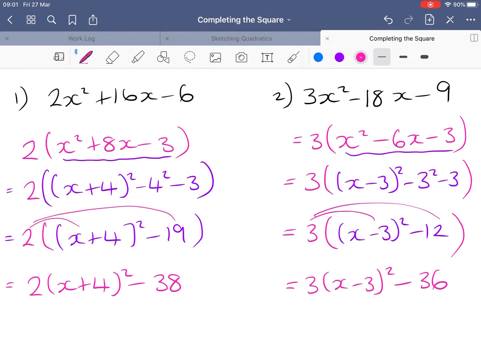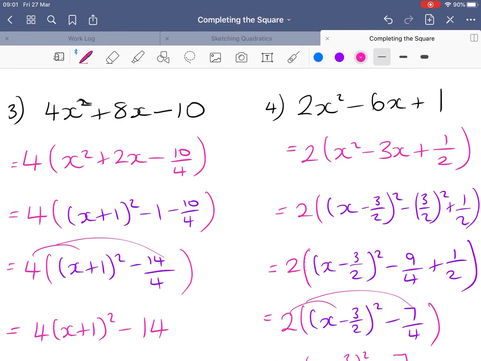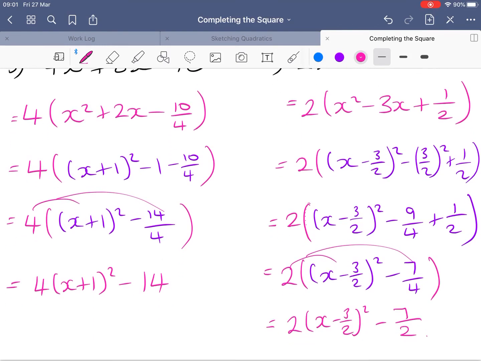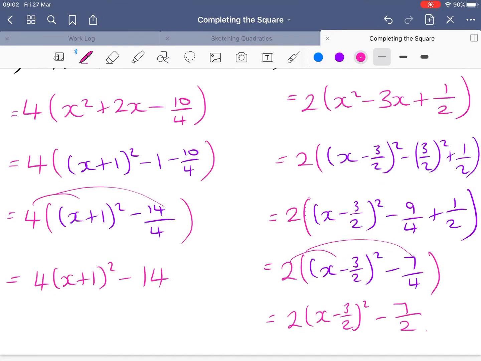So, first one, take out a factor of 2. Number 2, we just take out a factor of 3. Fairly straightforward, them two. Next two, a little bit more complicated, because you end up with fractions. But again, the first one, take out a factor of 4. The second one, take out that factor of 2. And the last part of the second one is there.